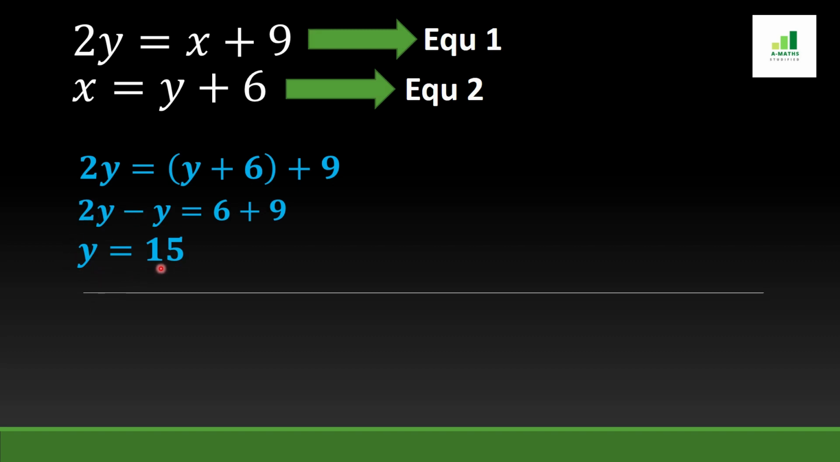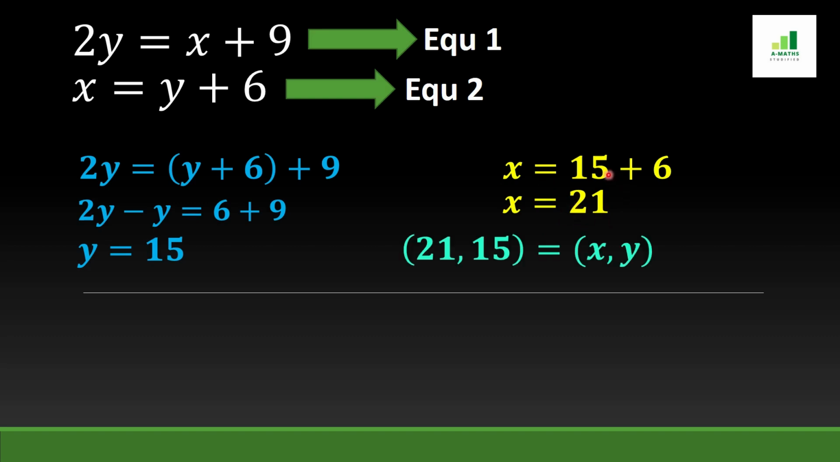Now we will solve our equations for x. In order to find the value of x, we will put this value y = 15 inside equation 2 at the place of y. So what we will get? x is the same as before, y will turn into 15, and + 6 is the same as before. Now x is equal to 21. 21 is the value of x. So (21, 15) are the values for x and y.